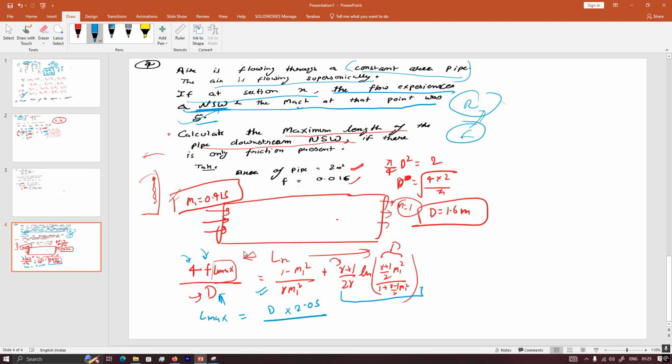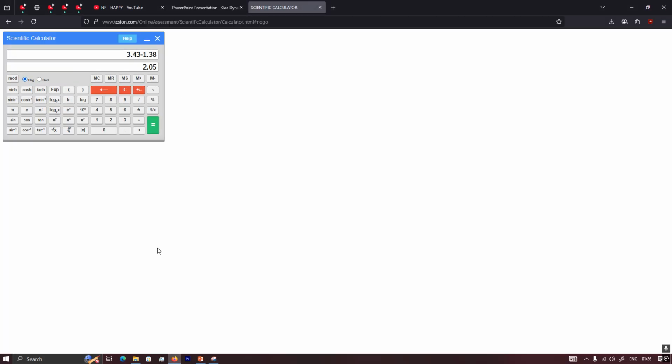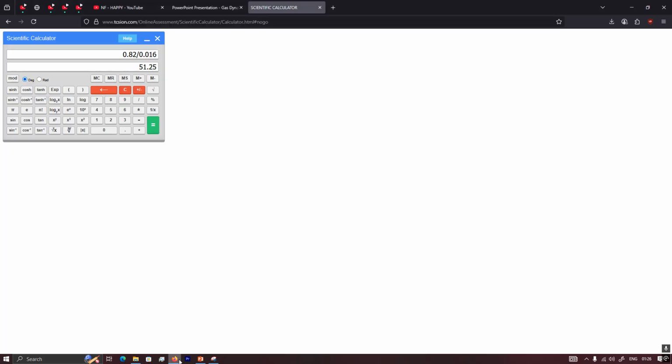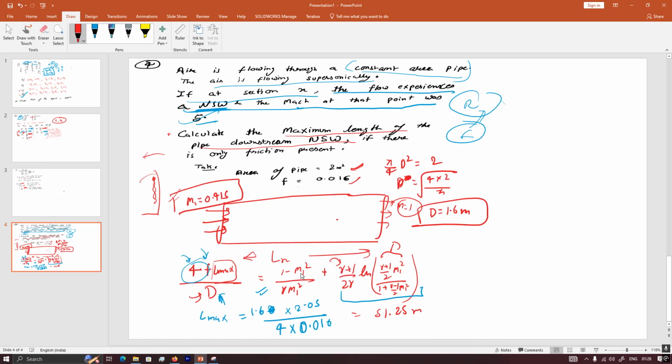So D will be multiplied here, upon 4F, which will come downstream at the denominator: 4 into 0.016, and this D value is 1.6. Now calculate this and you'll get your L max: 2.45 into 1.6 divided by 4 divided by 0.016. So this much length you need to reach that Mach. It is coming out as 51.25 meters.